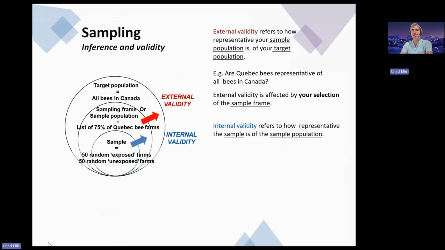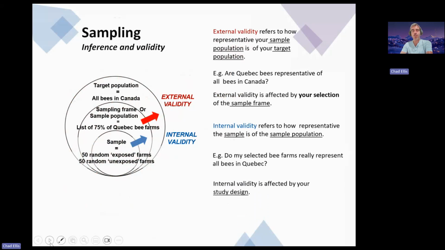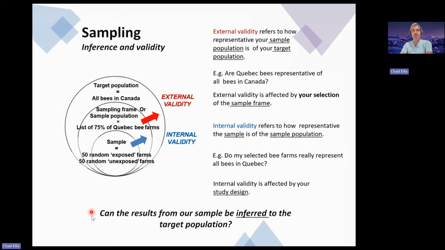And then we have something known as internal validity, which basically is how well our sample, which in this case was 50 exposed and 50 unexposed farms, represents our sampling frame, which in this case was Quebec bee farms. So of course, we want a study that maximizes both the external validity and the internal validity, but often this is not possible, right? So basically in the end, what we're trying to do is see how well the results from our sample can be inferred to the overall target population.